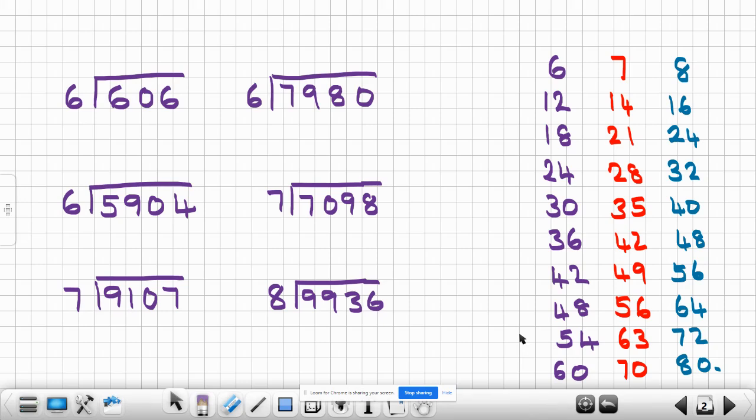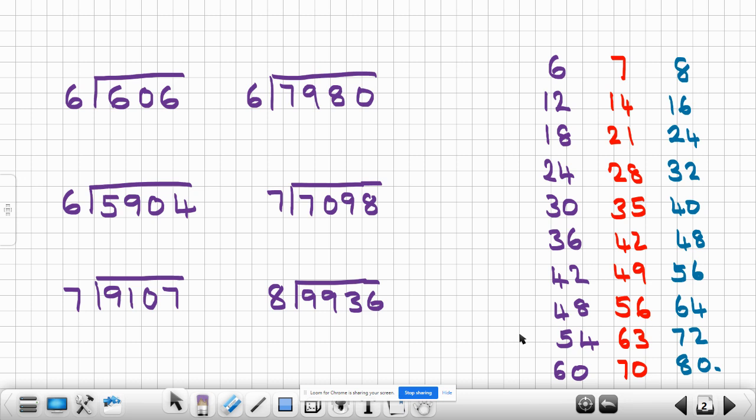Hi, this is video part 2 in dividing using the bus stop method. So in this one, we're doing much the same thing, we're just doing harder numbers. So I'm using slightly harder tables. So we're looking at 6s, 7s and 8s.